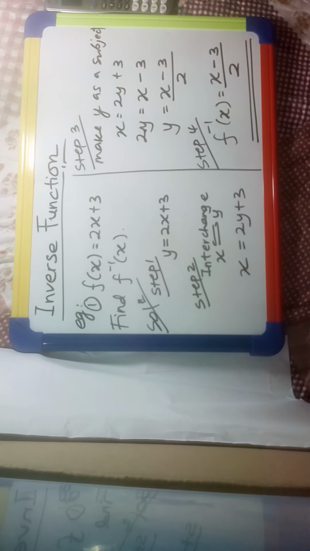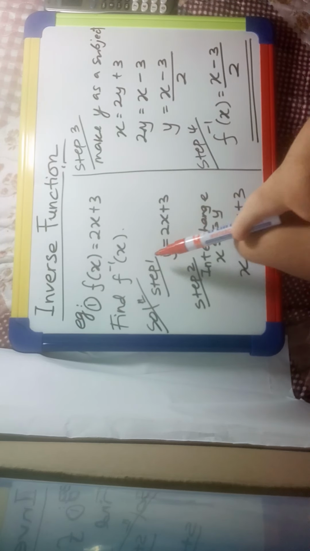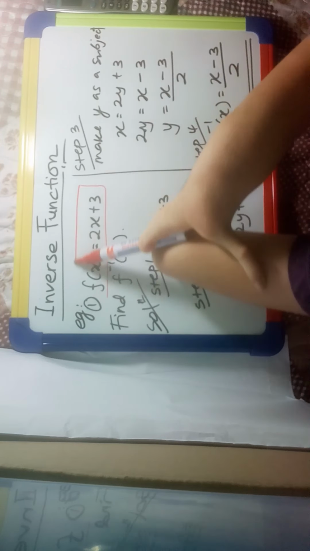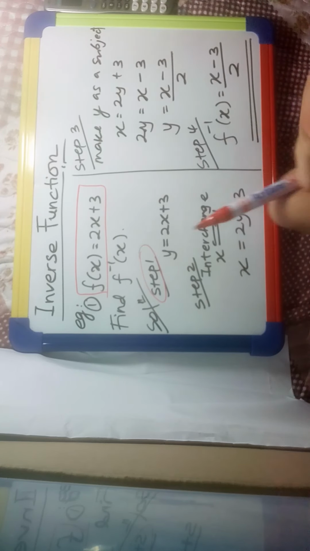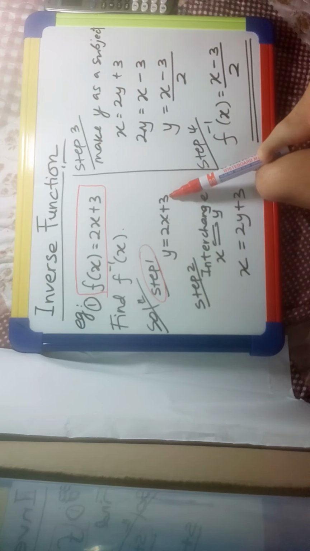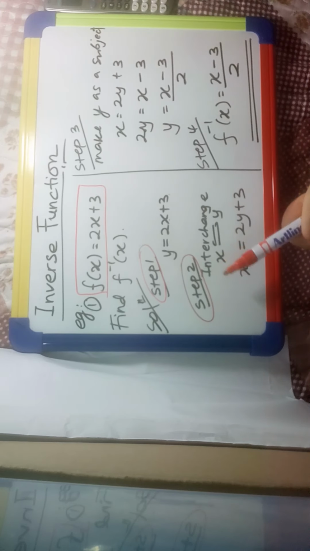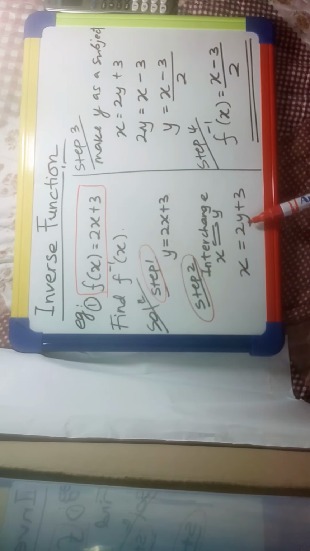I will repeat again. The way how to find the inverse, you just remember step by step. Step number 1, rewrite again the equation, but this time this f(x) changes into y. So y equal to 2x plus 3. Step number 2, the keyword is interchange or swap between x and y. This y becomes x, this x becomes y. So x equal to 2y plus 3.